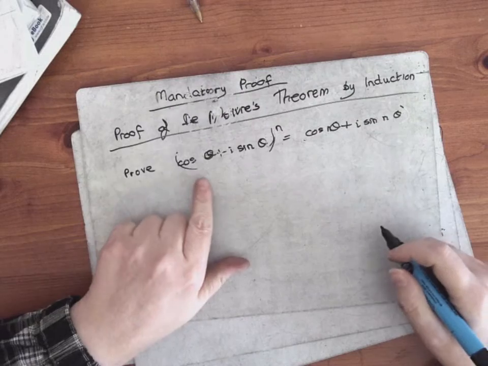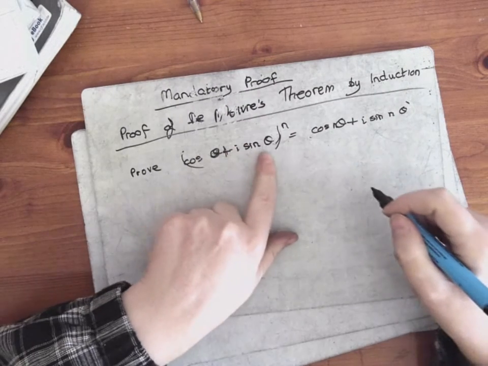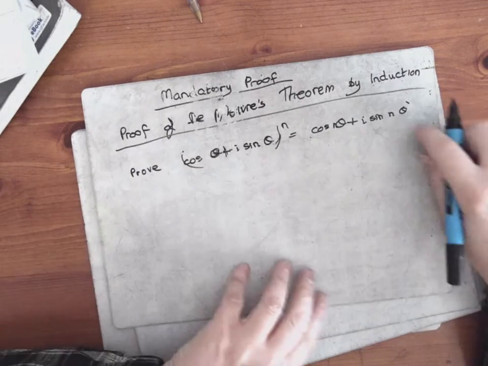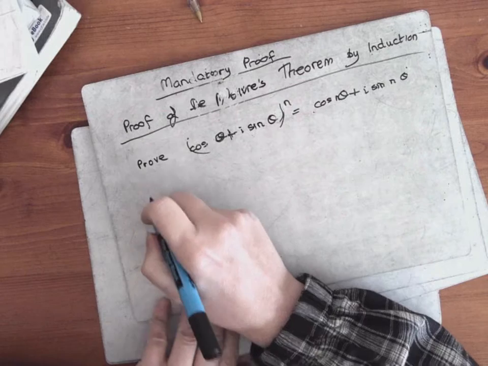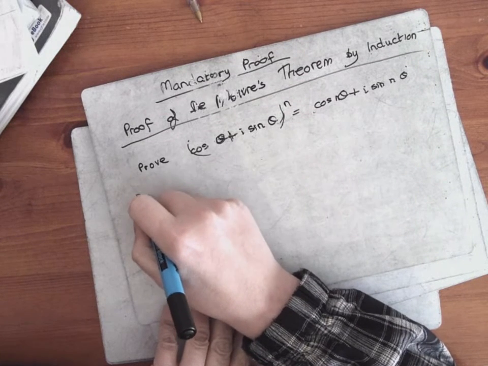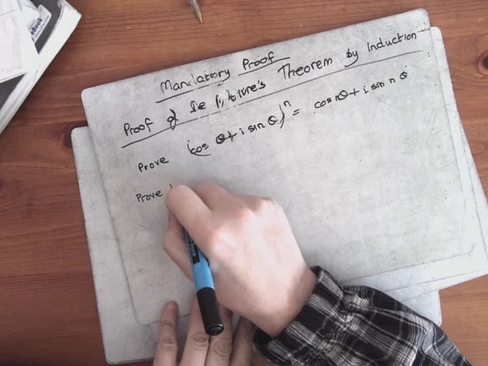Right, so remember De Moivre's theorem was, if I wanted cos theta plus i sine theta to the power of n, it's cos of n theta plus i sine n theta. So that's what I'm trying to prove. For my induction, you prove it's true for n equals 1. So prove true for n equals 1.